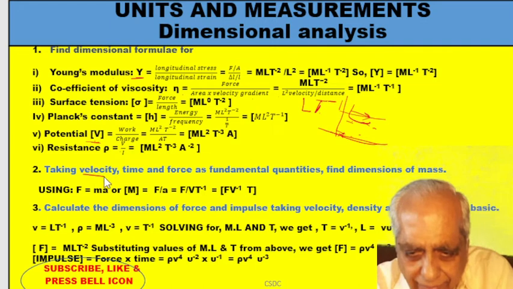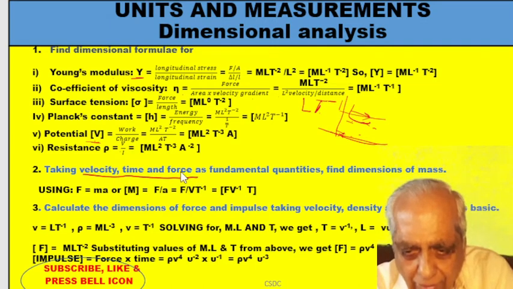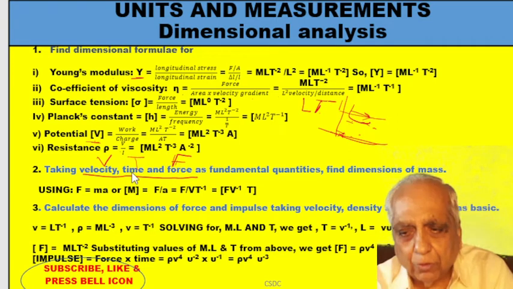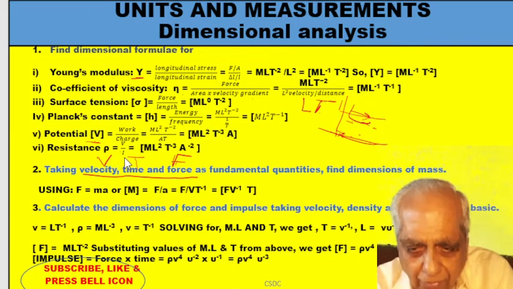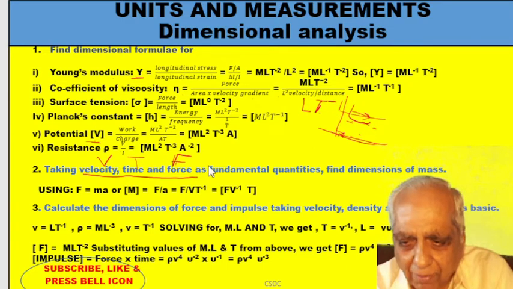Next. Now these are important types of sums. It says taking velocity, time and force. So V, time is T, force is F. Now it says let us take these three as fundamental quantities. We normally take fundamental quantities mass, length and time. So it says if V, T and F are fundamental, then what would be the dimensions of mass?